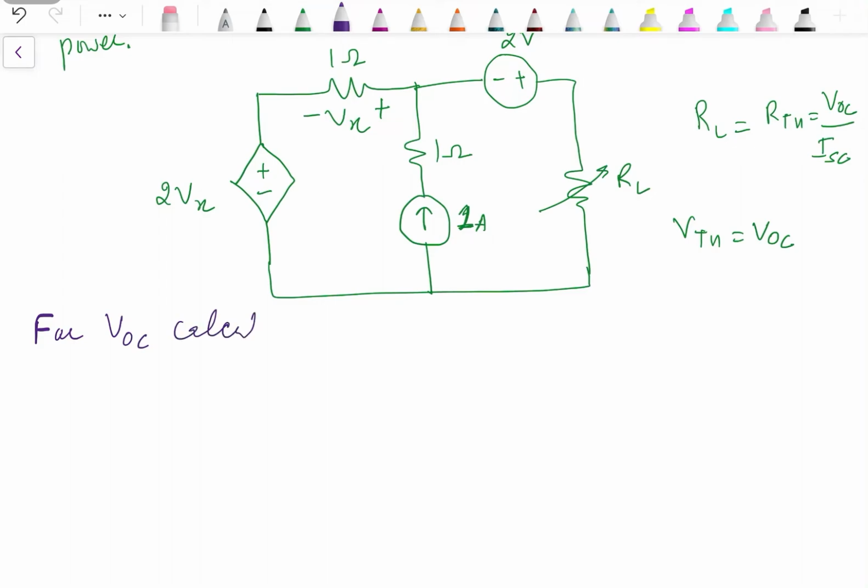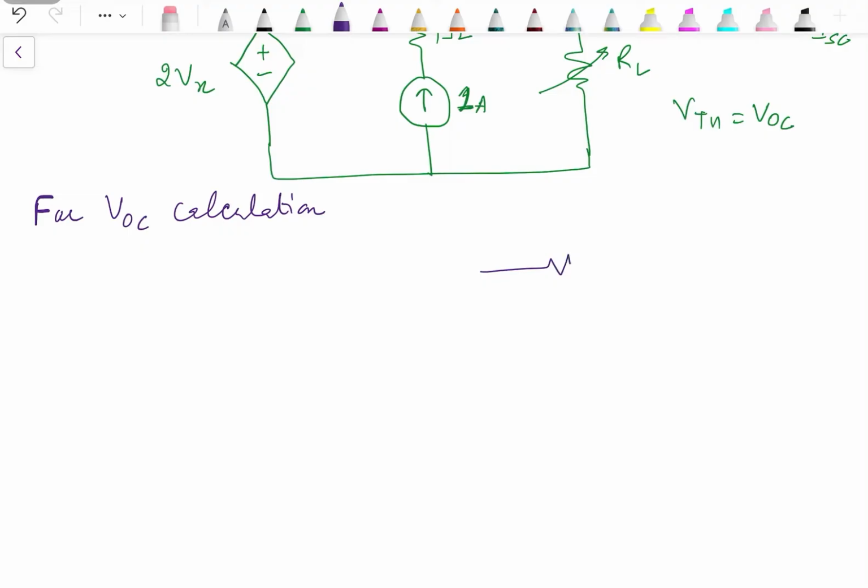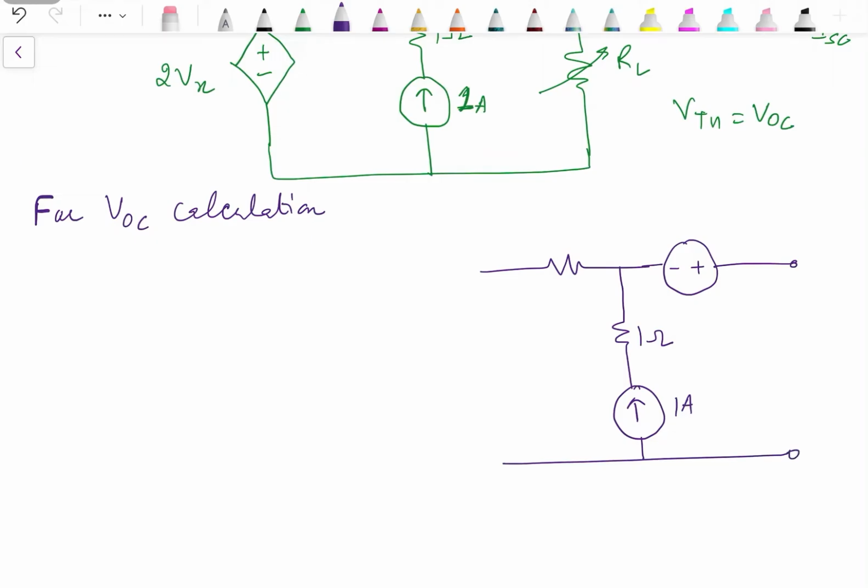For VOC calculation, load resistance should be replaced by open circuit, means the load resistance is actually removed from the circuit because we have to find out the open circuit voltage across the load terminals. Let's say these are the terminals assigned as positive and negative. 2 volts, 1 ohm, 1 ohm, and here we have a voltage dependent voltage source. Now the circuit configuration is different, so I will write this Vx as Vx1 and that will be reflected over here. We need to find out the voltage VOC.